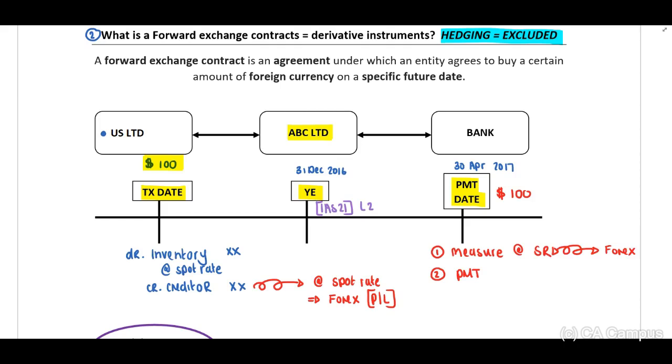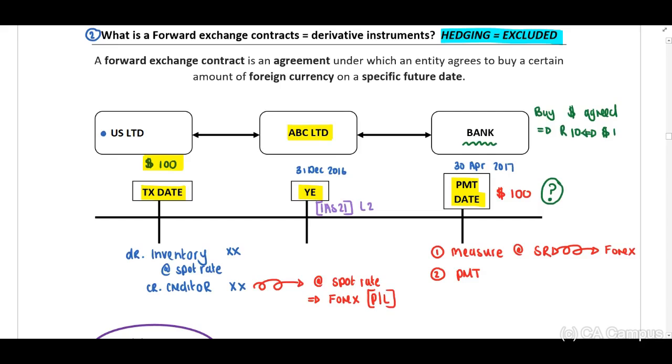Now what happens is that ABC Limited do not know what the exchange rate will be on payment date. Now guys, I'm sure you are all aware of the heavy fluctuations that we had the past few months. Unfortunately, we do not have a crystal ball. Okay, so Entity ABC Limited decided to enter into an agreement with the bank to buy dollars at an agreed rate. For example, at 10 Rand per dollar.